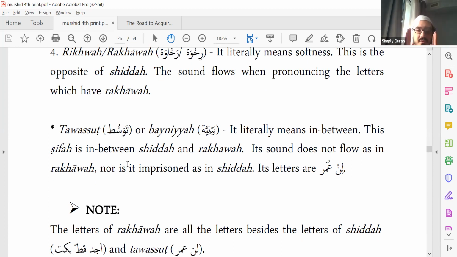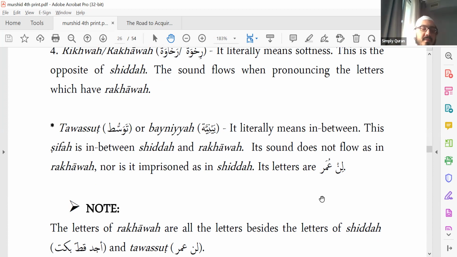Shidda again means the sound stops. Rakhawa, the sound flows, not the breath. So the sound does not flow as in rakhawa, nor is it imprisoned as in shidda. And the letters are lin umar: lam, nun, ain, mim, ra. Okay, one more time. Shidda, the sound stops. Rikhwa, the sound flows. However, there are 5 letters, and you can remember them in the phrase lin umar. These 5 letters, the sound does not get imprisoned or cut off like it does in shidda, nor does it flow like the sheen, ash, and rikhwa.